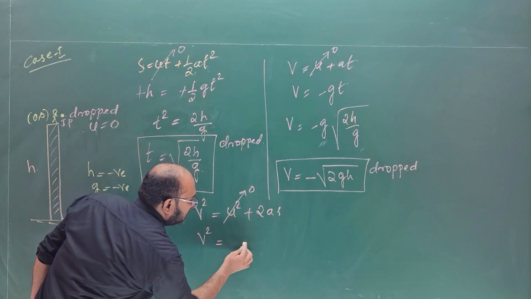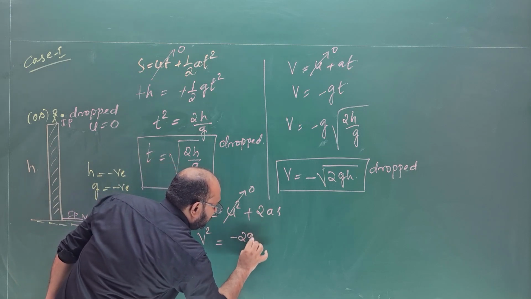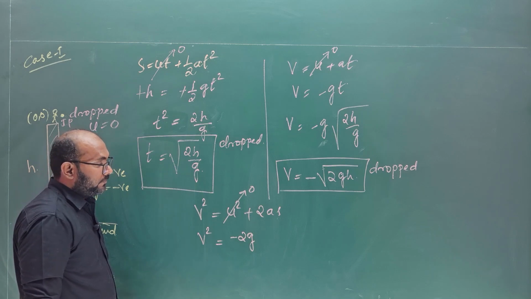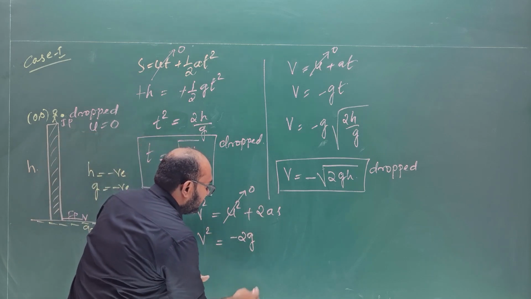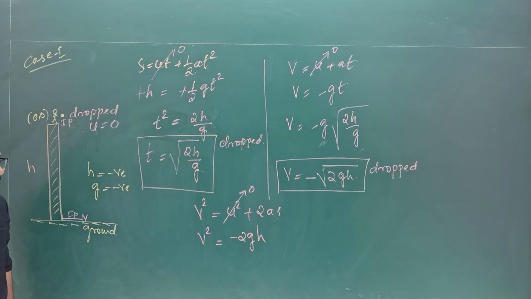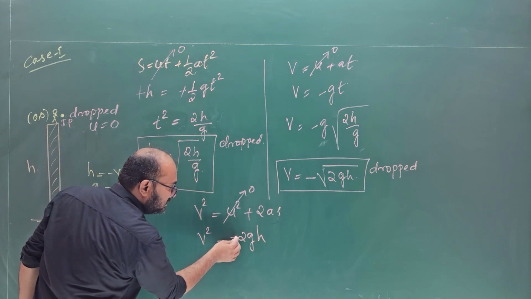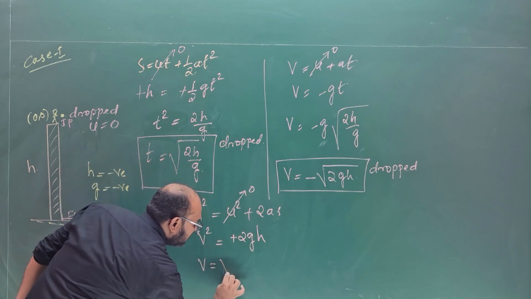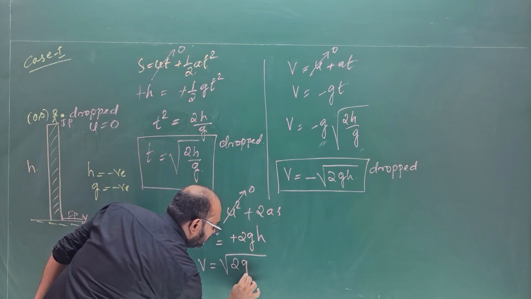v square is nothing but minus times 2g. s is what? s is h, and h is negative. So can I write h? Now minus of h and this g both are negative, so plus. What is left out is v equals under the root of 2gh.